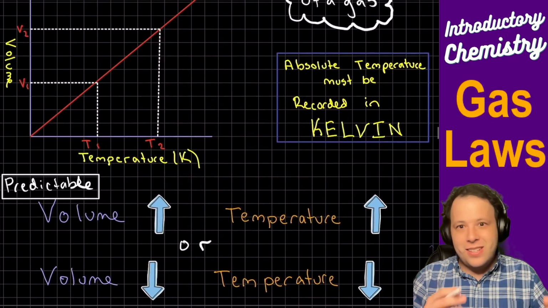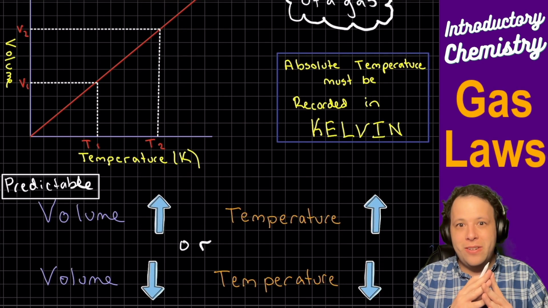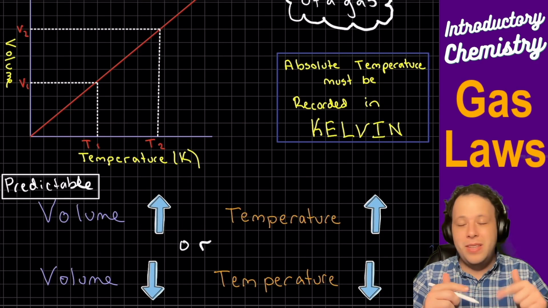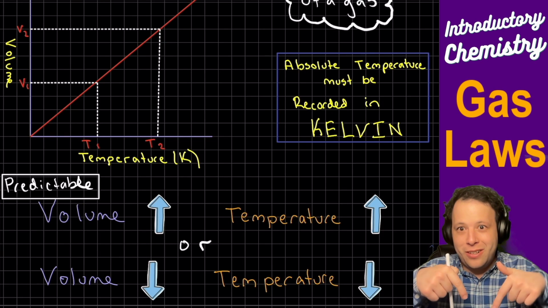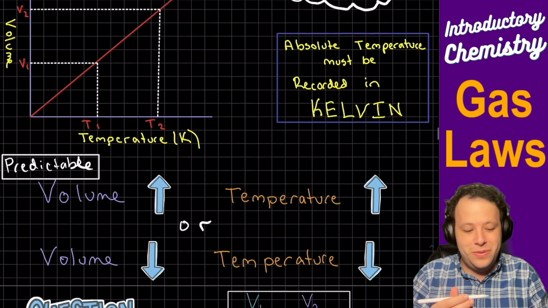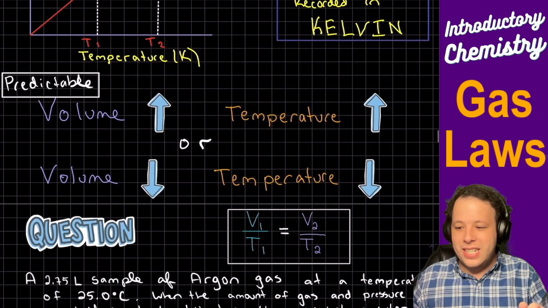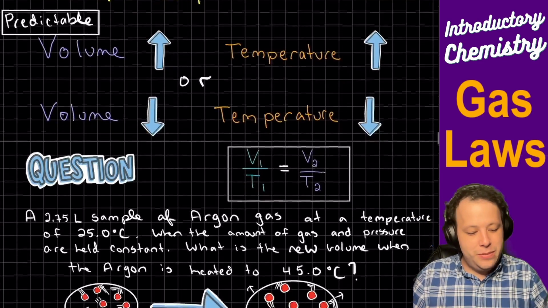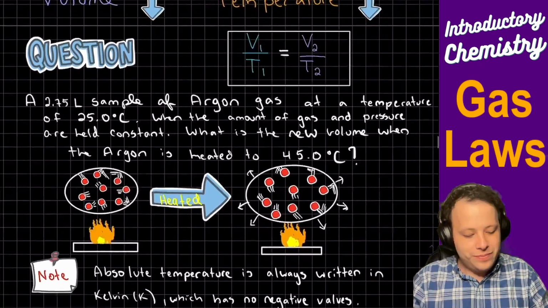Now this is also predictable. As volume increases, temperature should increase. If volume decreases, temperature should decrease. So we should be able to predict our answer too, which is always a nice thing to have. We want as predictable as possible.